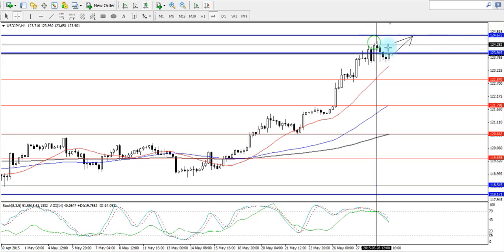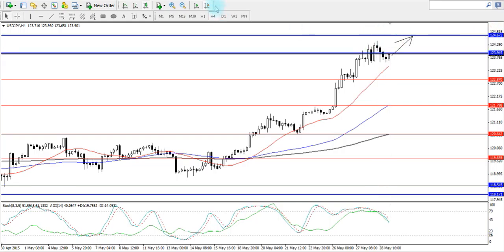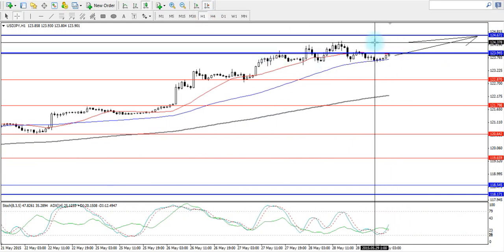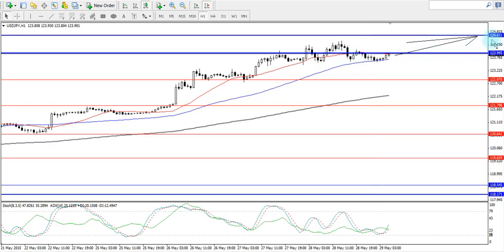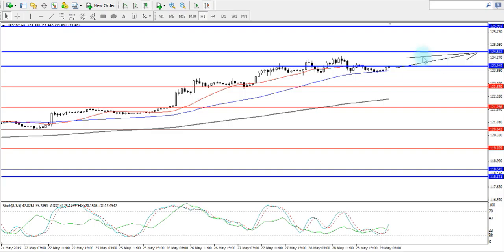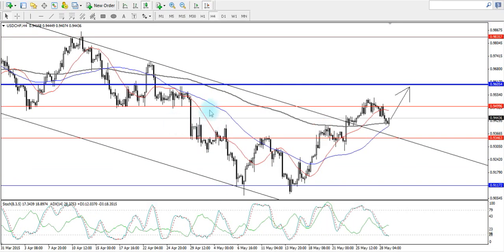Of course, the take profit level will be all the way back to the resistance level right here at 124.34, followed by 124.67, and we are expecting price to really appreciate much further, all the way to 125.99, or rather 126. So that is for the dollar against the Japanese yen. And last but not least, we have the dollar against the Swiss franc.